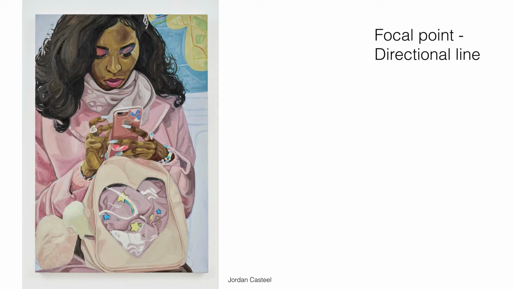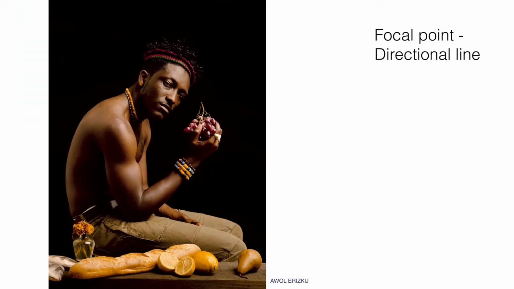Here you can see once again, directional line, the hands are pointing towards the phone. And not only do we have an actual directional line, we also have a psychological directional line that's happening. So the eyes are looking down, and psychologically, we follow the direction of the eyes to see where it's looking. And so the phone is reinforced not only by the hands, but also by the eyes.